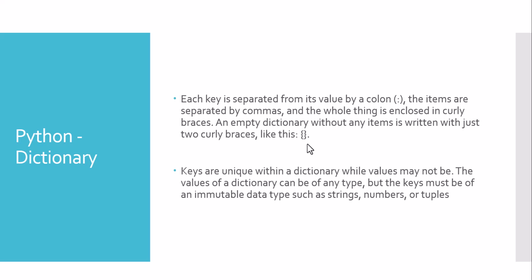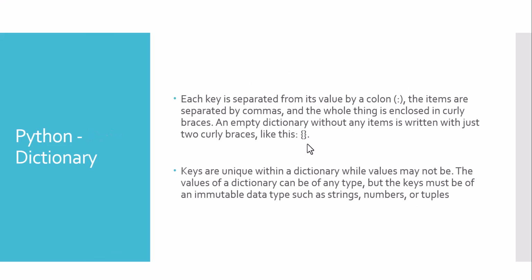Keys are unique within the dictionary, while values may not be. The values of a dictionary can be of any type, but the keys must be of immutable data types such as strings, numbers and tuples. Here keys are immutable data types such as strings, numbers and tuples.